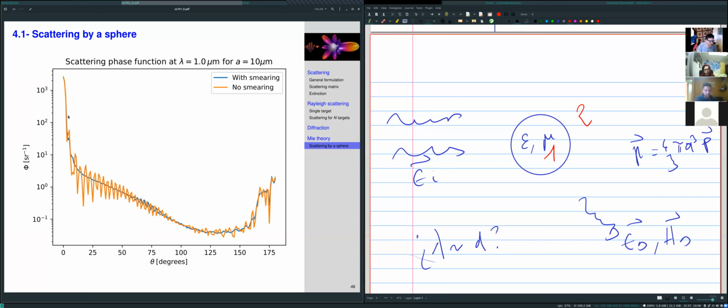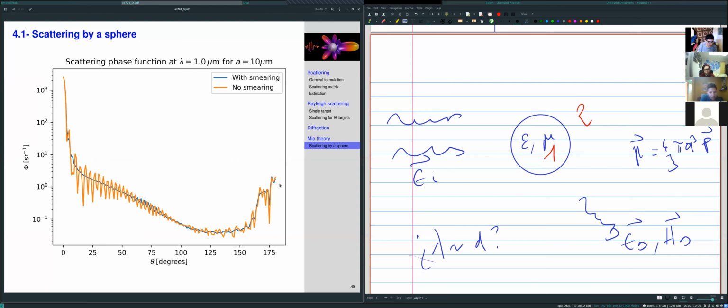A strong forward scattering peak, with oscillations which are related to these blobs here. Of course, in this case, it's azimuthally symmetric. So we have oscillations all the way to 180 degrees. This is backward scattering.